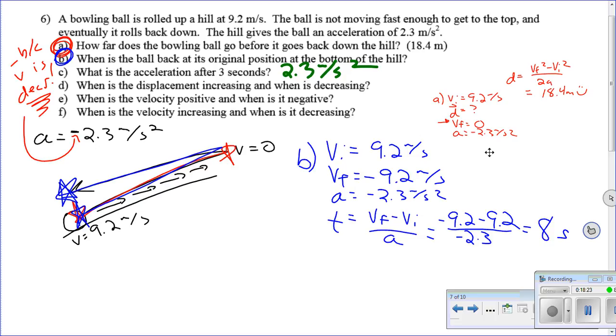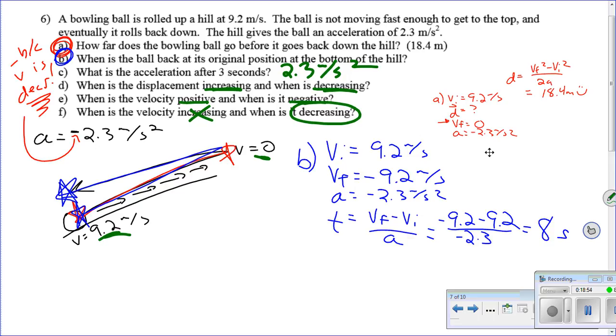D, when is the displacement increasing and when is it decreasing? Well, on the way up the hill, you're getting farther from your starting point. So it's increasing on the way up the hill and then decreasing on the way down the hill. The velocity is positive on the way up the hill and negative on the way down the hill. When is the velocity increasing? Well, it goes from 9.2 to 0 and then down to negative. It's never increasing. It's always decreasing because our acceleration is negative.